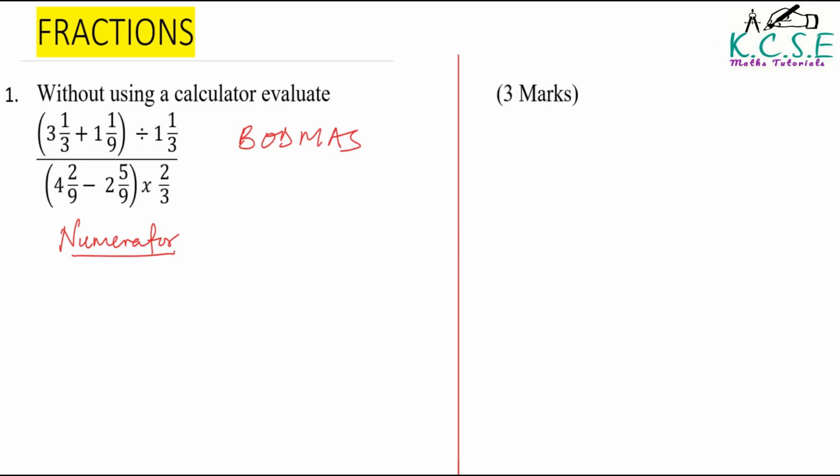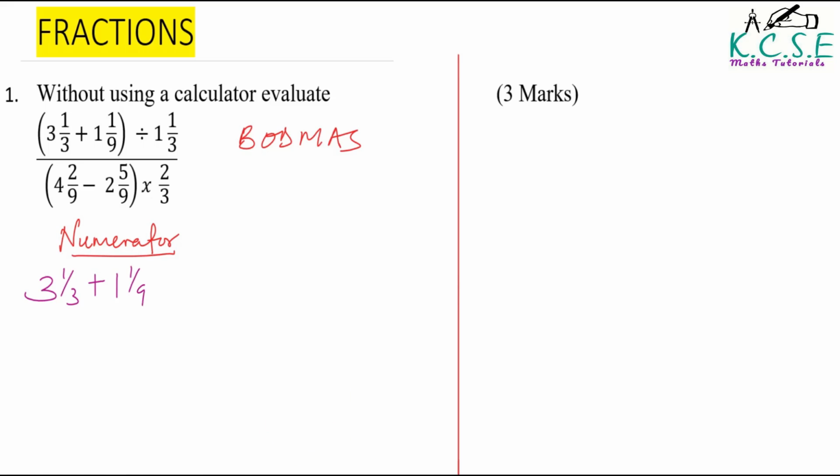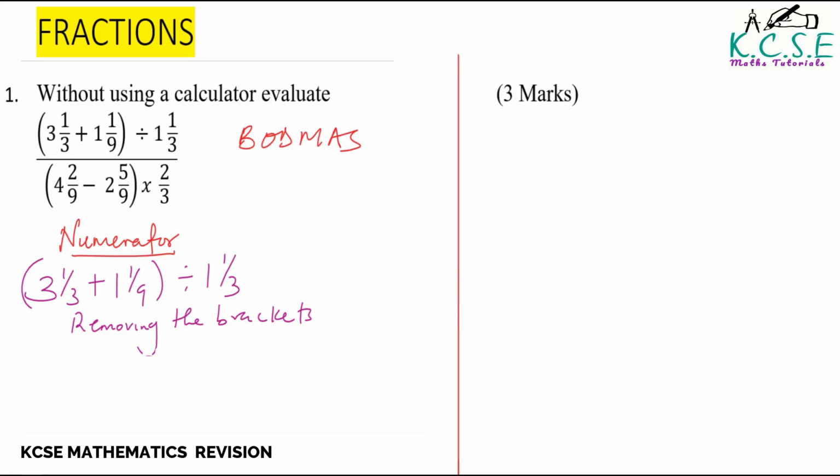So the numerator is 3 and a third plus 1 and 1 over 9, then divided by 1 and 1 over 3. So here you have three different operations. There are brackets, there's addition, and there is division. So we start by removing the brackets, by solving whatever is inside the brackets.